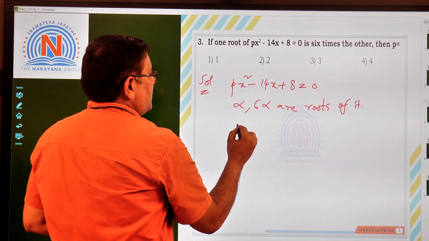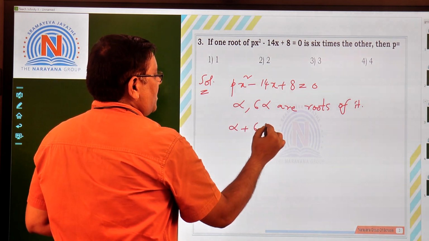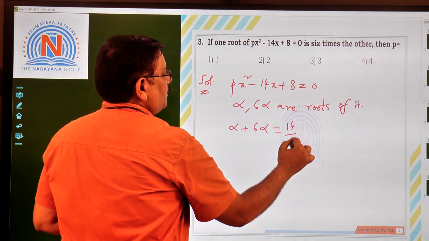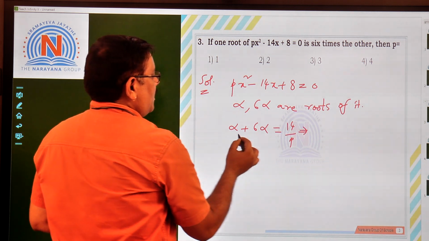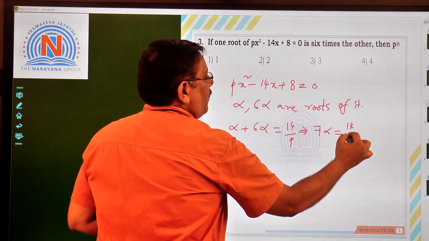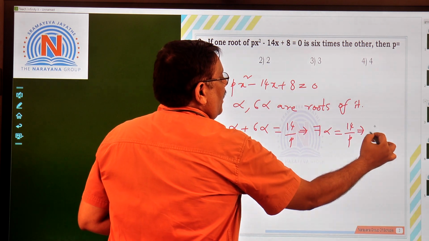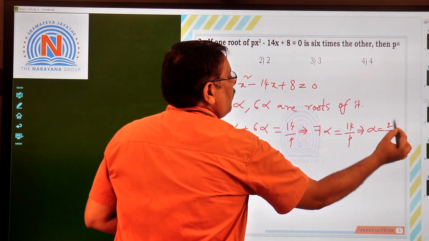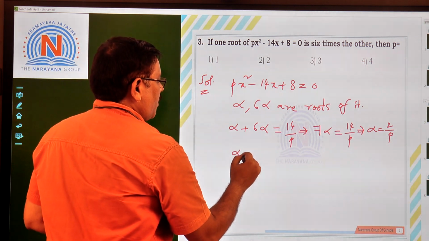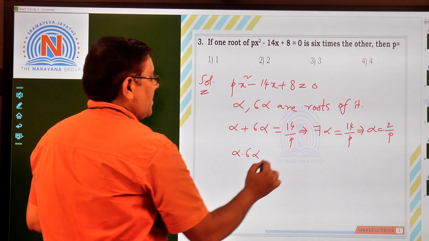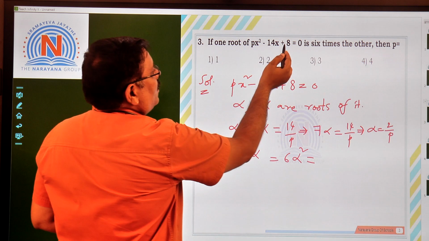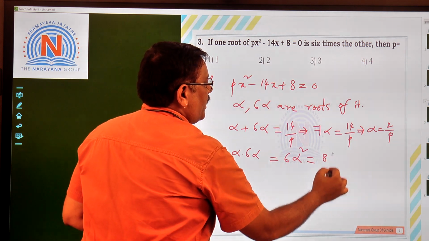Now let us apply the concept. Alpha plus 6 alpha is the sum of the roots. Sum of the roots is 14 upon p. That is, alpha plus 6 alpha, which is 7 alpha, is equal to 14 upon p. That is, alpha is equal to 2 upon p. That is the value of alpha. Similarly, let us find the product, alpha times 6 alpha. That is going to be 6 alpha square, equal to constant upon p, that is 8 upon p.